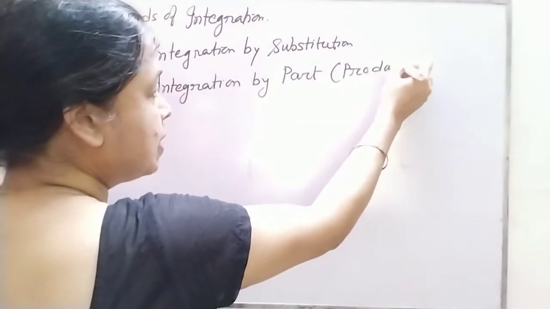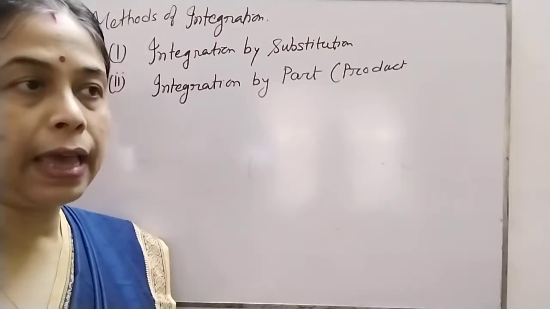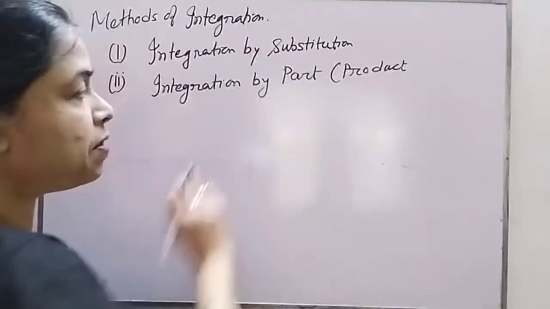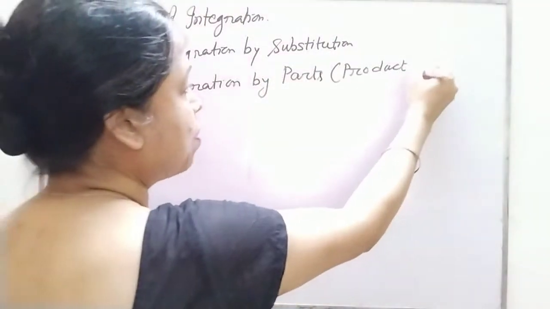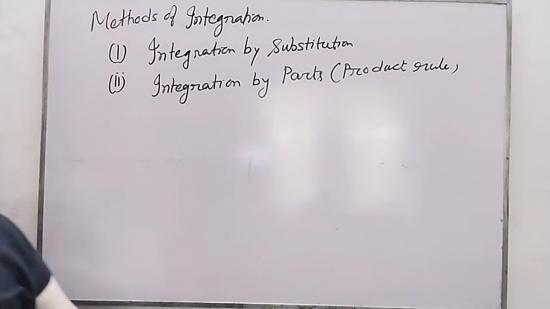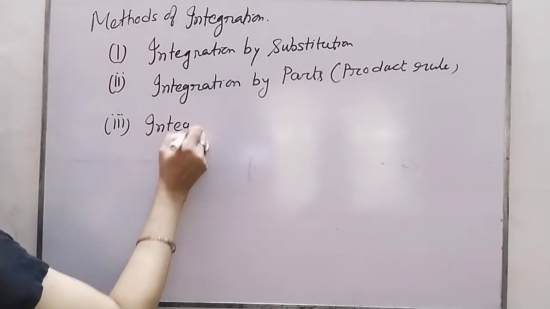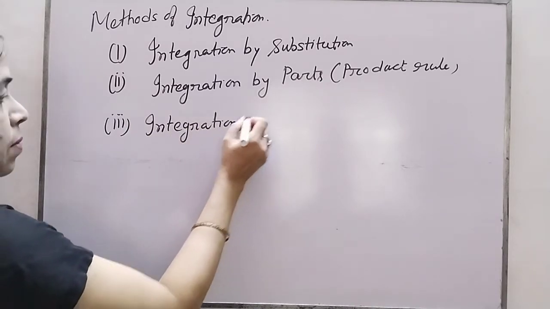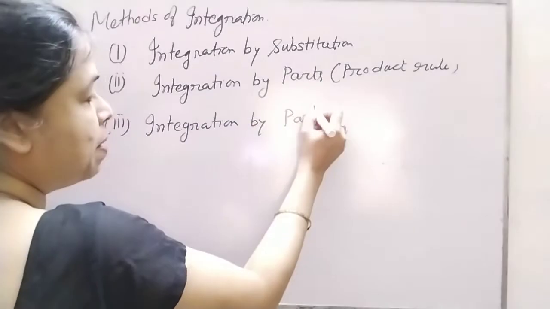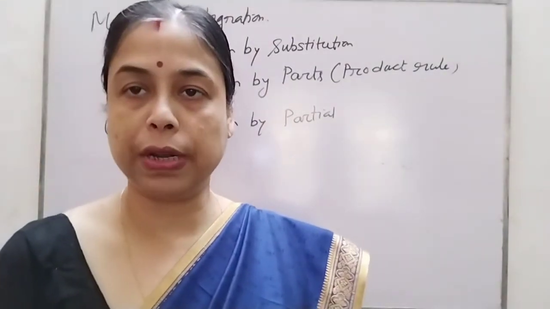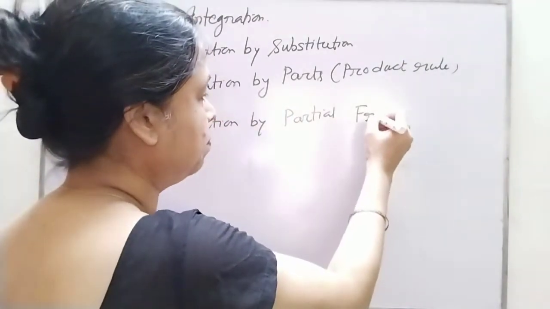Till now we have not discussed the product rule for integration. We got the addition rule and subtraction rule, but we don't have the product rule till now. So in integration by parts, we will do the product rule. And the third method is integration by partial fractions. Partial fractions also we have not covered till now, but we will discuss them. One by one we will discuss these things.